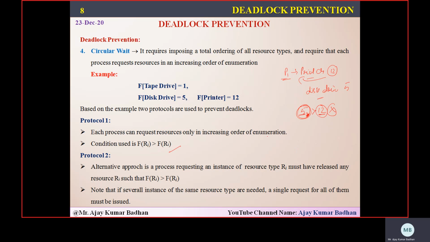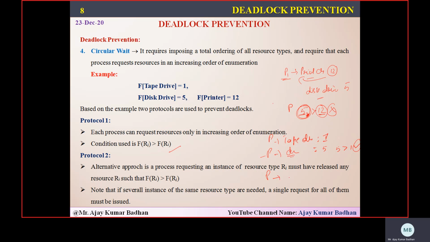But what is the condition we give here? Whenever the process requests a new resource, its priority should be higher than the previous one, whatever he has requested. So this condition fails here. So what is the order it can request? First the process should request the tape drive. What is the priority? 1. Next, the process can request the disk drive, priority is 5. So 5 is greater than 1, condition satisfied. So we can allocate the disk drive to the process.